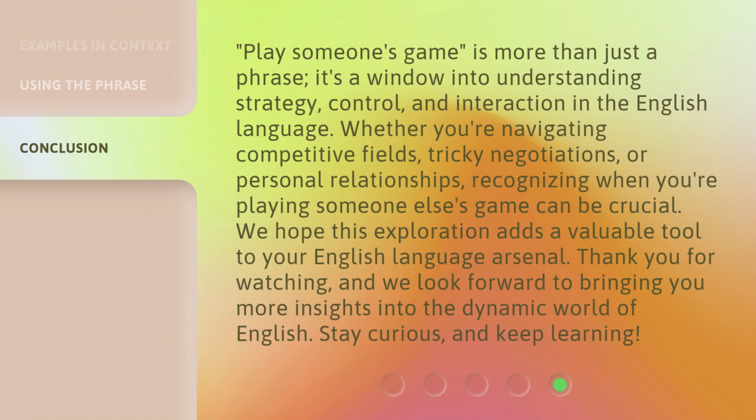Play someone's game is more than just a phrase. It's a window into understanding strategy, control, and interaction in the English language. Whether you're navigating competitive fields, tricky negotiations, or personal relationships, recognizing when you're playing someone else's game can be crucial. We hope this exploration adds a valuable tool to your English language arsenal.